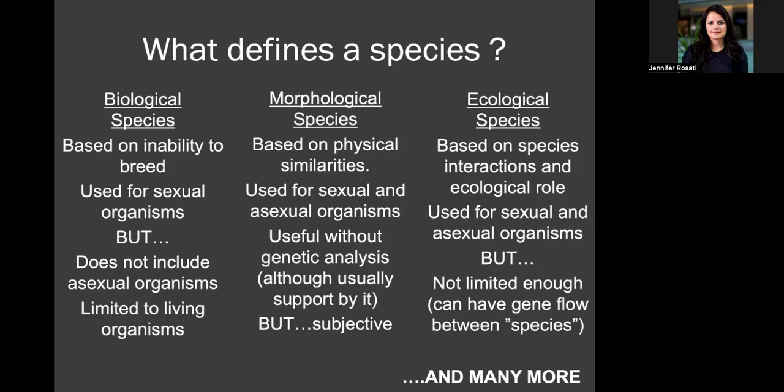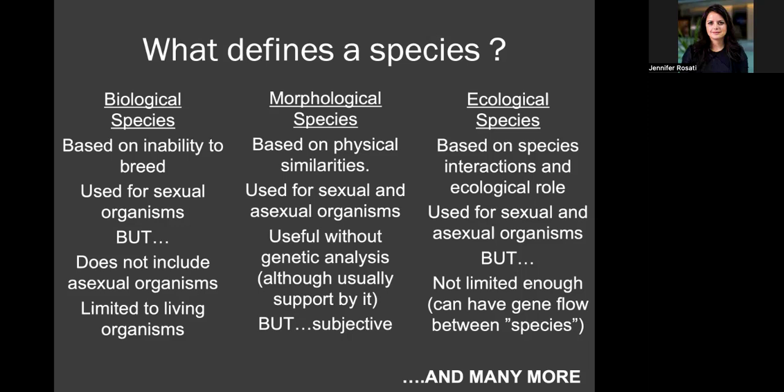We can define a species biologically based on their inability to breed with each other. This is primarily used for organisms that involve sexual reproduction as their strategy. However, it does not include asexual organisms, and it is also limited to living organisms, meaning that it is difficult to classify fossil or prehistoric organisms based on this definition.